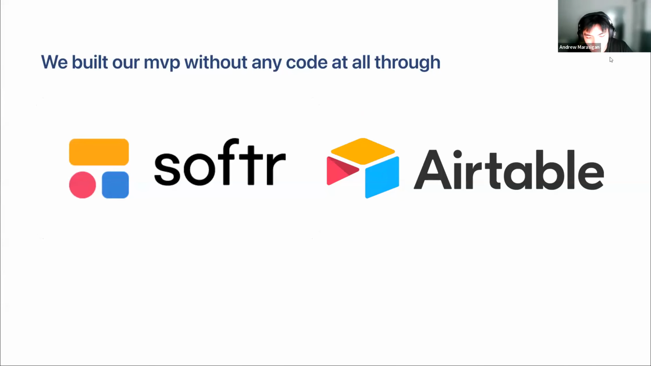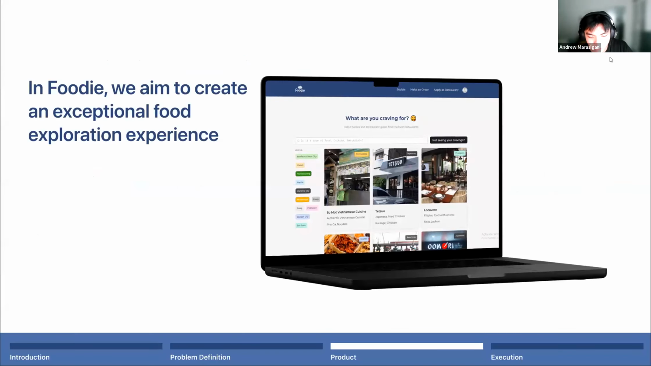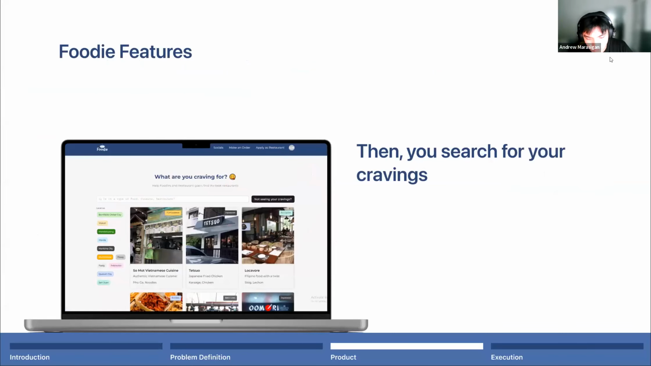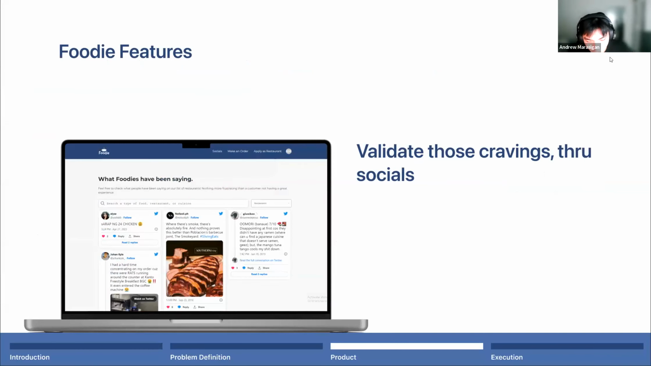We built our MVP entirely through Softr and Airtable. This helps us create better insights and a better and more meaningful experience for users. In Foodie, we aim to create an exceptional food experience. First, you sign up. Then you search for your cravings, may it be food, cuisines, restaurants, or anything you might think related to food, to really match the cravings that you want. Pressing the restaurant that you wish to order from will lead to their website or Facebook pages, where you can order the foods or inquire about the specific foods you want to buy. But that's not all. You're also given access to Foodie socials to validate those cravings through user-generated content, reviews, and thoughts.